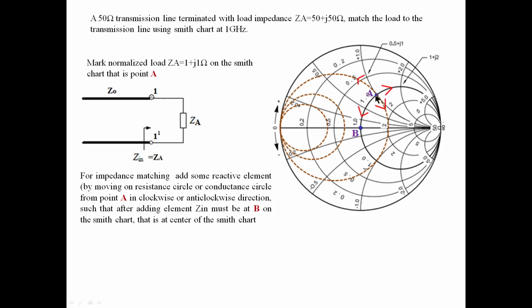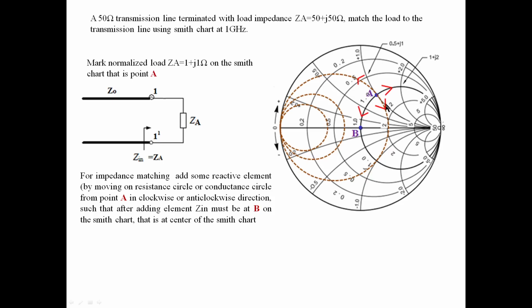But from the load point, if I move on the resistance circle in the anti-clockwise direction, I will be reaching the center of the Smith chart. You stop here. From here, you can see from the Smith chart itself. If I move like this, I will be reaching the center of the Smith chart. That gives the impedance match. Wherever the load point is, if you reach the center of the Smith chart, that gives your matching.